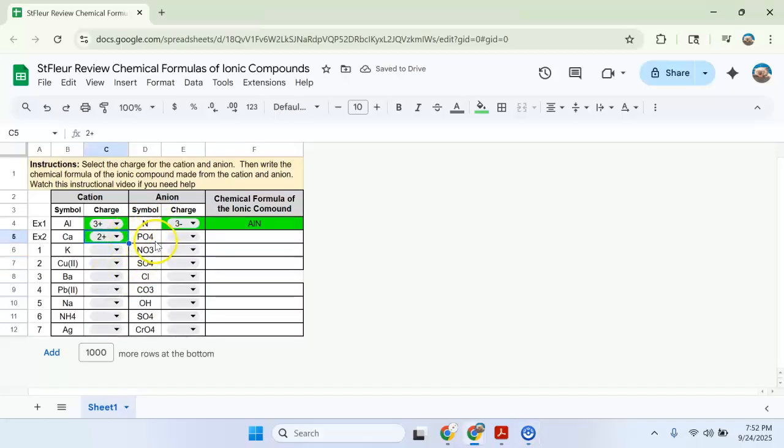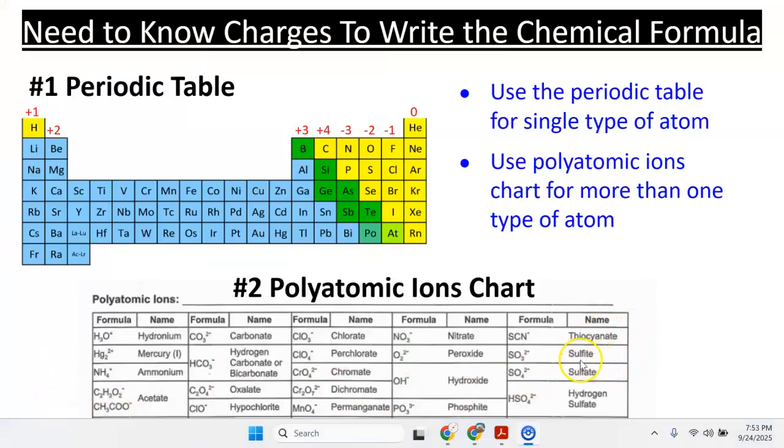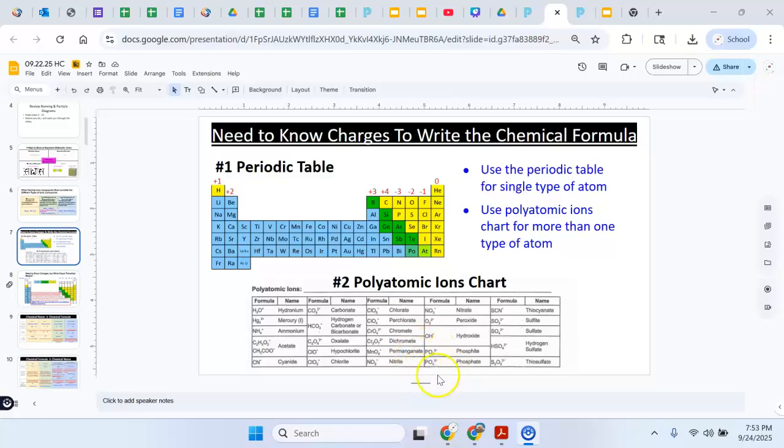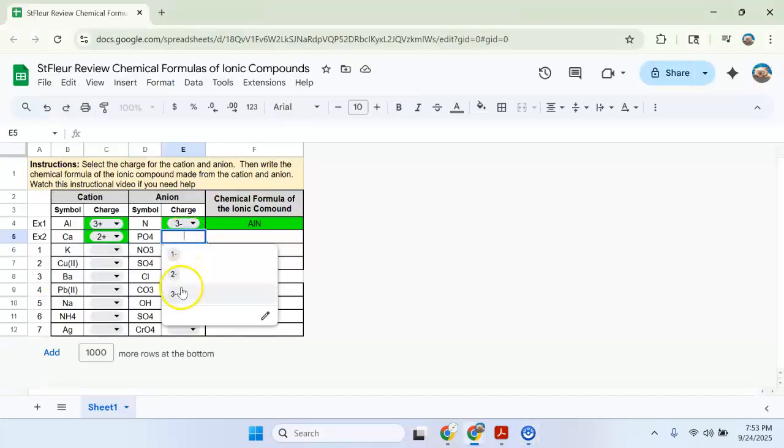Now phosphate is a polyatomic ion. I know this because it has more than one type of atom. It has phosphorus and oxygens. So for this, instead of using the periodic table, I will use the polyatomic ion chart. If I look for phosphate in my polyatomic ion chart, I can see it here at the bottom, and it's a little hard to read, but the charge is 3- or -3. I will go ahead and select -3.